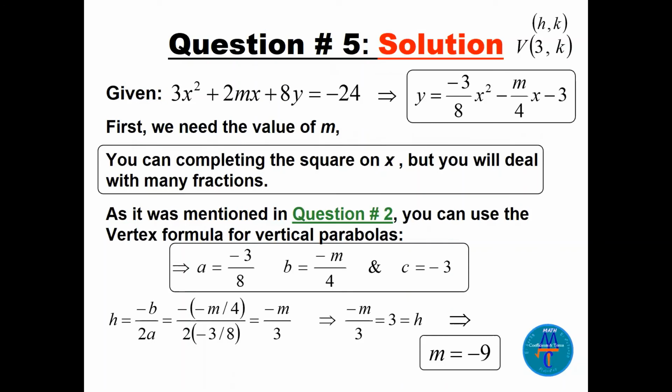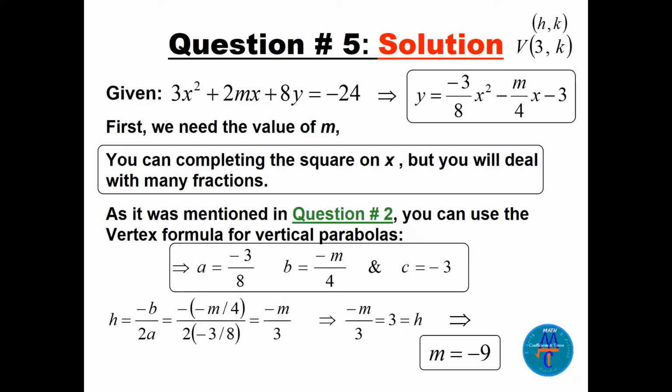Now let's take the equation here, please, and then rearrange it. Just solve for y. Leave y there, move x squared and 2mx to the other side, and then divide by 8. You can do this in 2 steps. So you will get y equals minus 3 over 8, x squared, minus m over 4, x, minus 3.